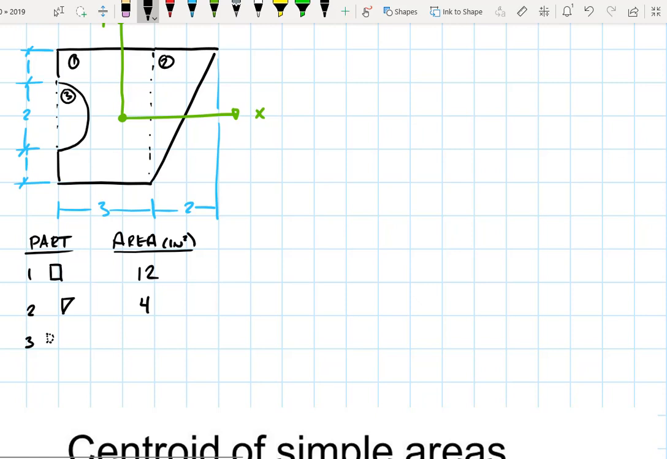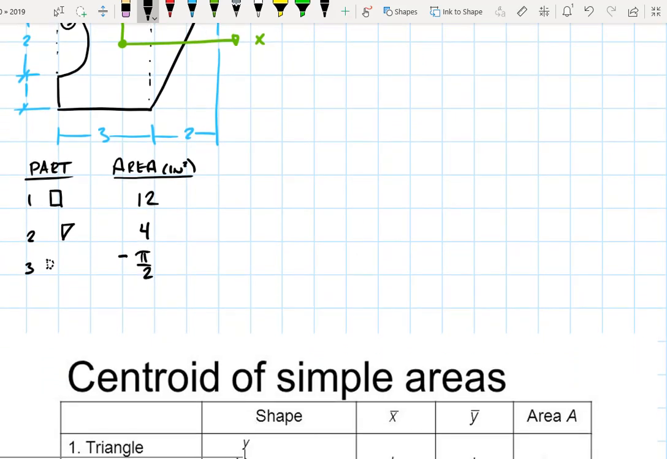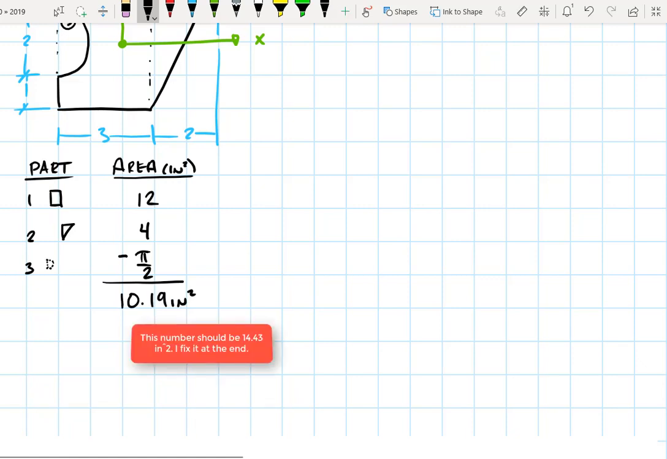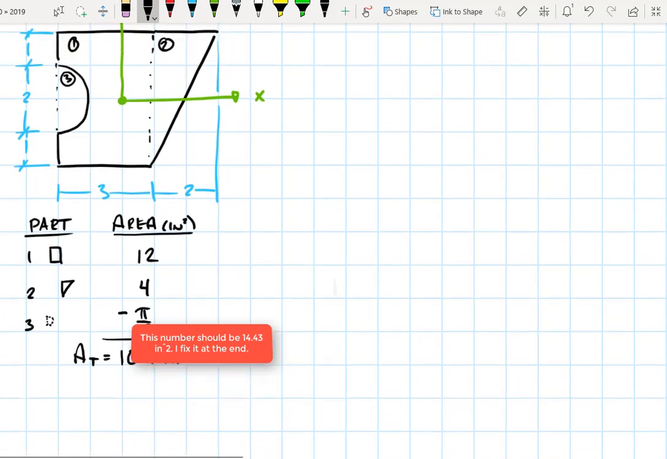So pi would be the area of the whole circle, but pi over 2 is the area of a half circle, and it needs a negative sign because it's actually a hole. It's not a thing that we're adding, we want to subtract it. So if I add these up, they will be the total area. So 16 minus pi over 2 is 10.19. We'll have to start rounding a little. That's the total area.